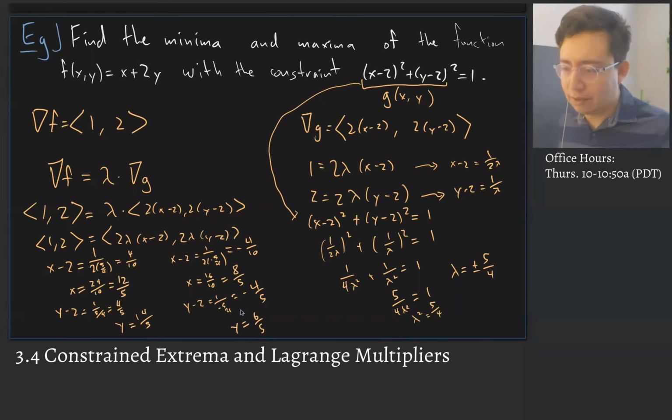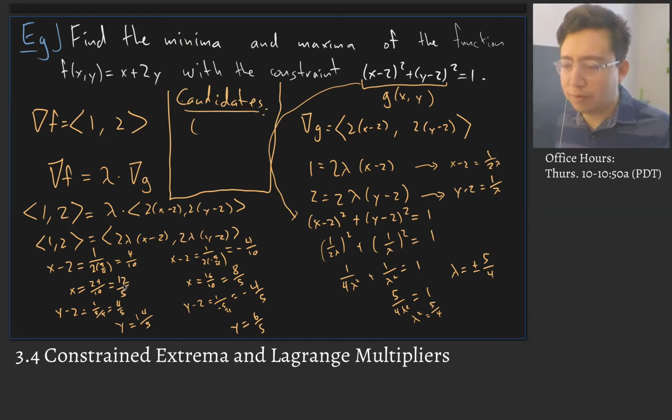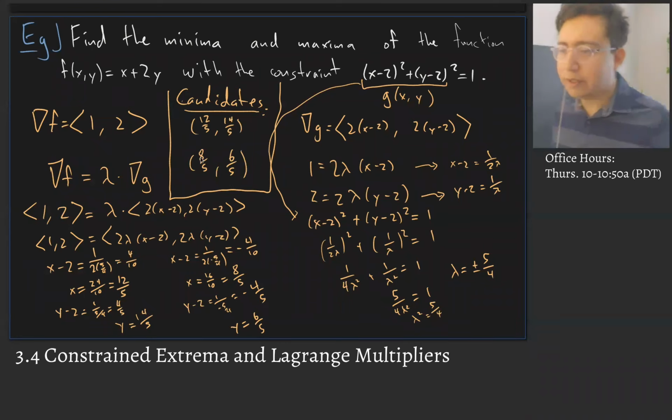So this tells us our candidates. I'll put it right in the middle. Our candidates were this point (12/5, 14/5), and then (8/5, 6/5). So you don't always get the nicest numbers, but these are just some fractions, not too bad.